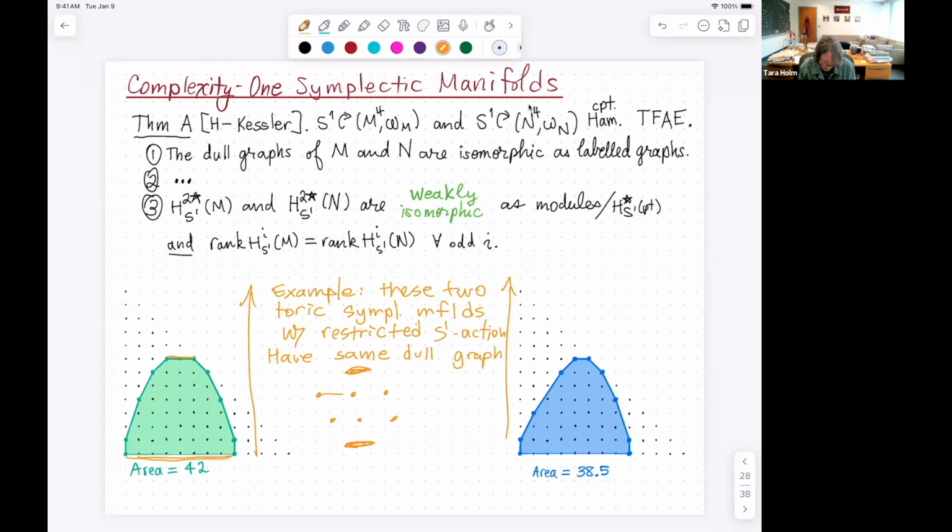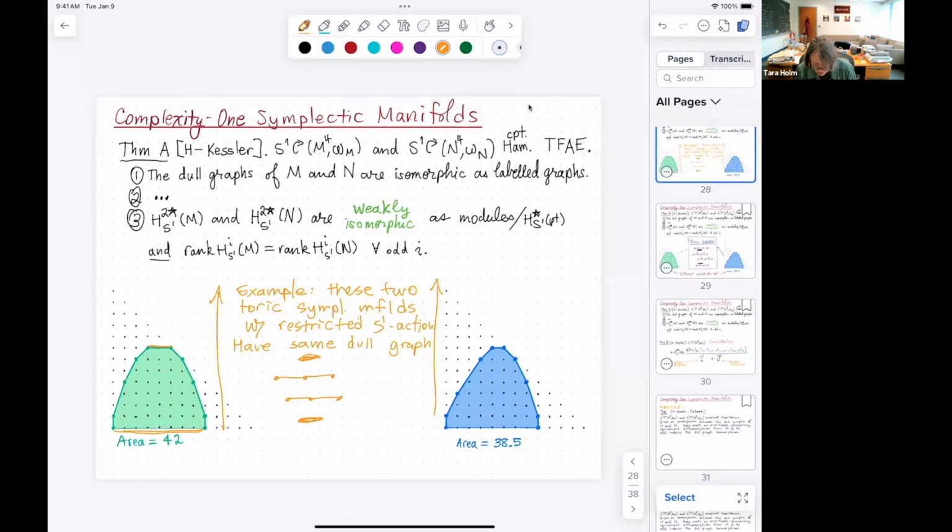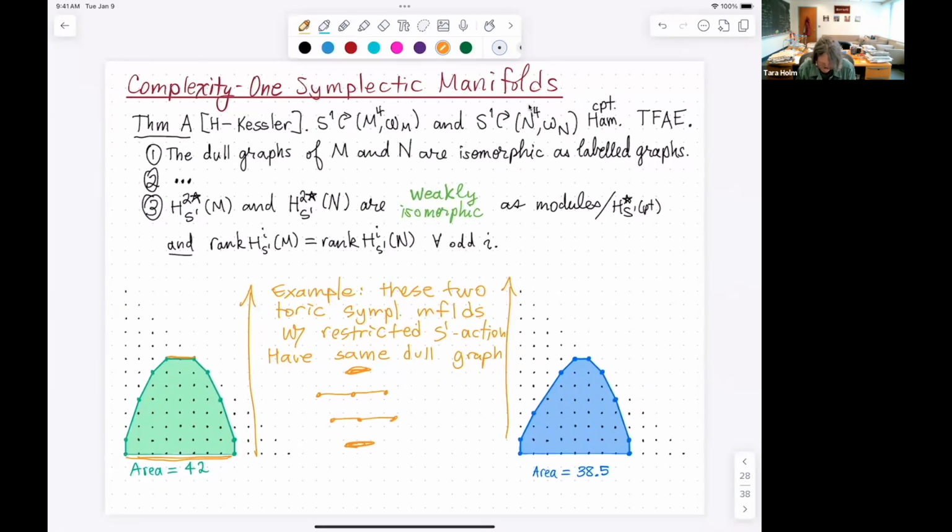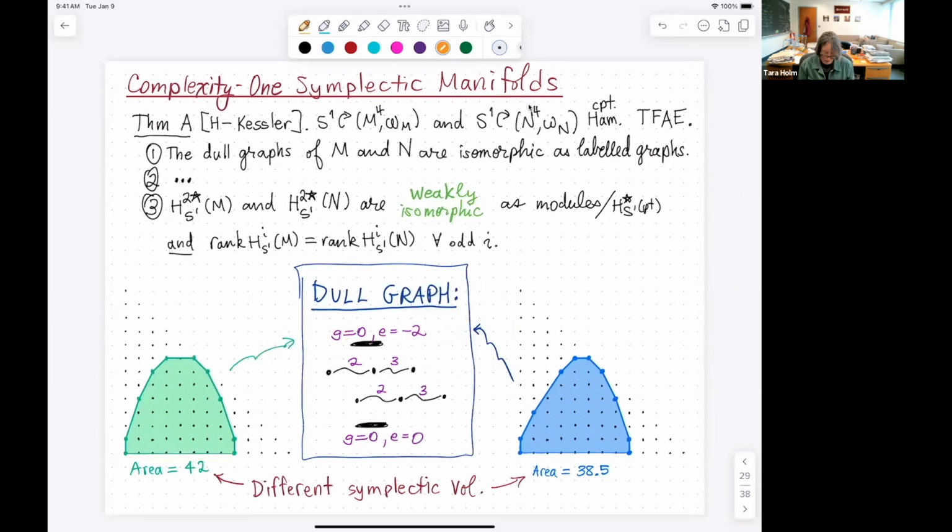The dull graph does see, when I restrict to that circle action, I think I draw this on the next page. I do draw this on the next page, so I'm not going to draw this. There are some isotropy labels. These dull graphs are exactly the same. We can see these two manifolds have different symplectic volume, so they're pretty clearly not symplectomorphic.